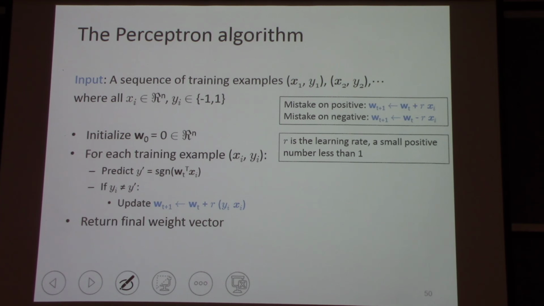So this looks like it's R times the sum of all your mistakes. Yeah, exactly, and that's called the dual representation of the perceptron. And we don't have to normalize it because we only care about the sign.